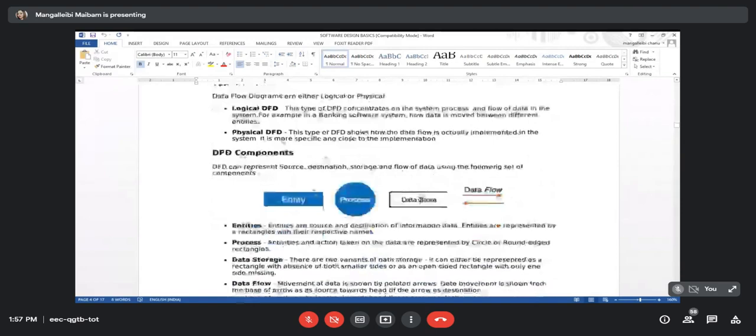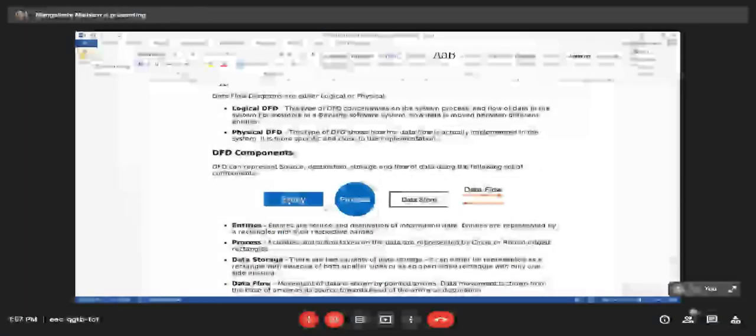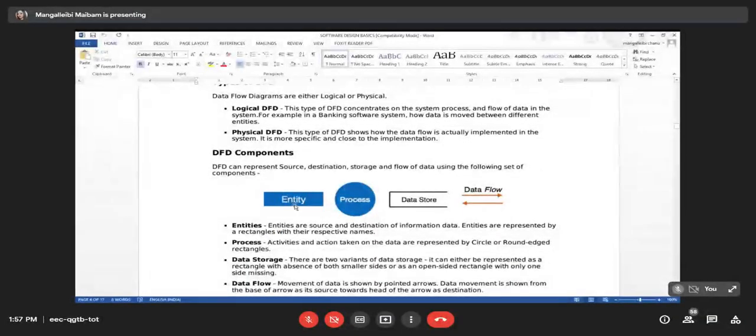So these are the component notations. This is entity or class or object. Entity is represented as an object. Process: any process which you are going to perform will be put in this symbol, and the data store symbol is this one. Data flow symbol is these arrows.